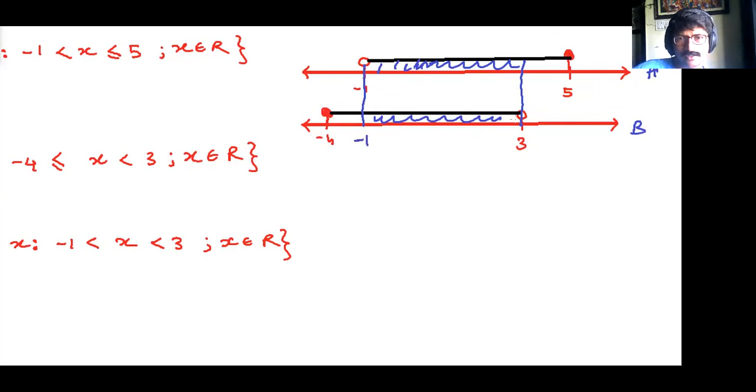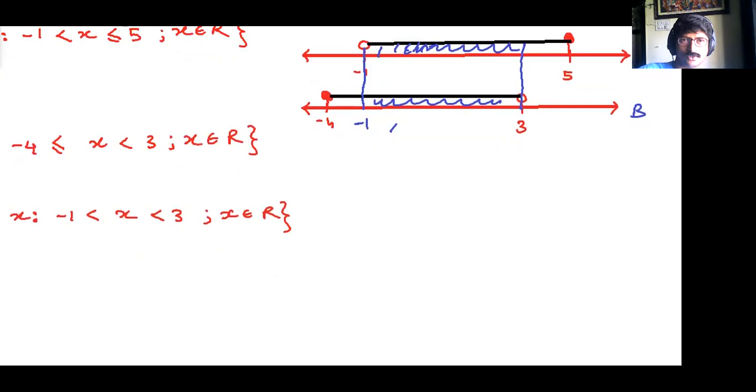-1 till 3. But what about -1? It is not over here. So can it come in the common part? No. That's the reason it is strictly less. And what about 3? 3 is there in set A, but it's not in set B. So can it come in the intersection part? No. So that's the reason it's like this. I hope you got this perfectly, isn't it?